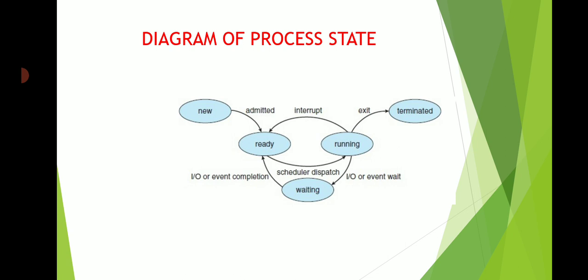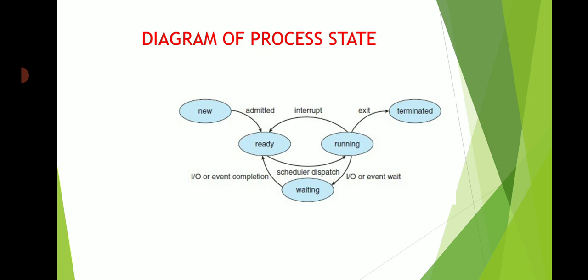Next one, this is the diagram of a process state. First one, new. The new process has been admitted to the ready state for execution. If the process is ready for execution, then the scheduler dispatches the process to the running state. After it completes, it goes to the terminated state and exits. In the running state, three cases can occur.